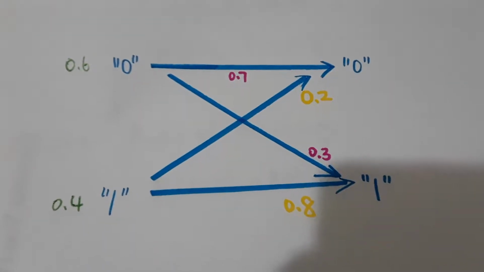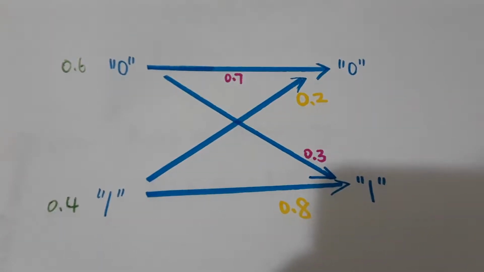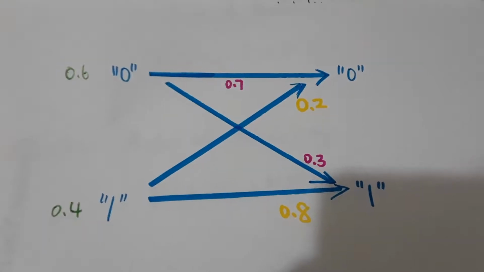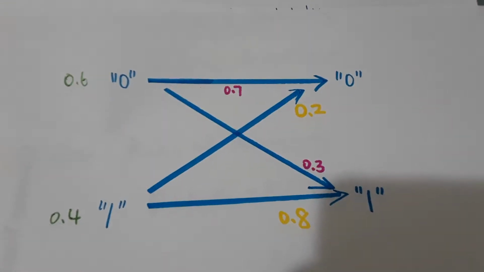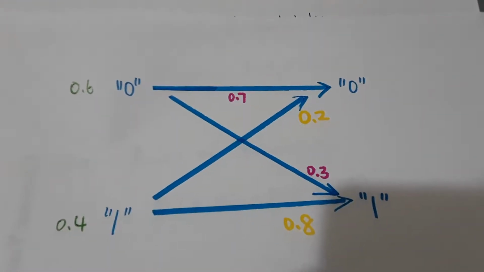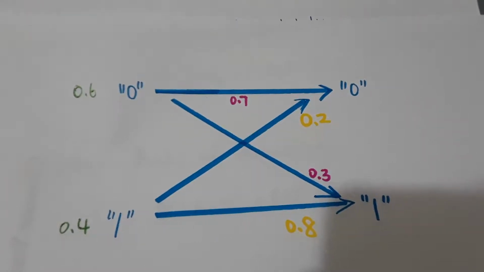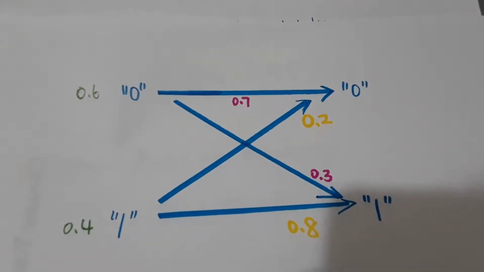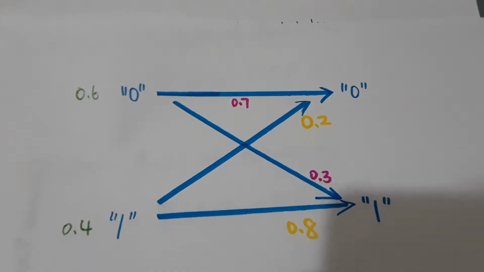Hello everyone, in this video, I will solve question 3 in homework 1. For question 3, we are given the following information. A digital signal 1 or 0 is transmitted through a noisy channel. The received data may be different from the signal sent out.